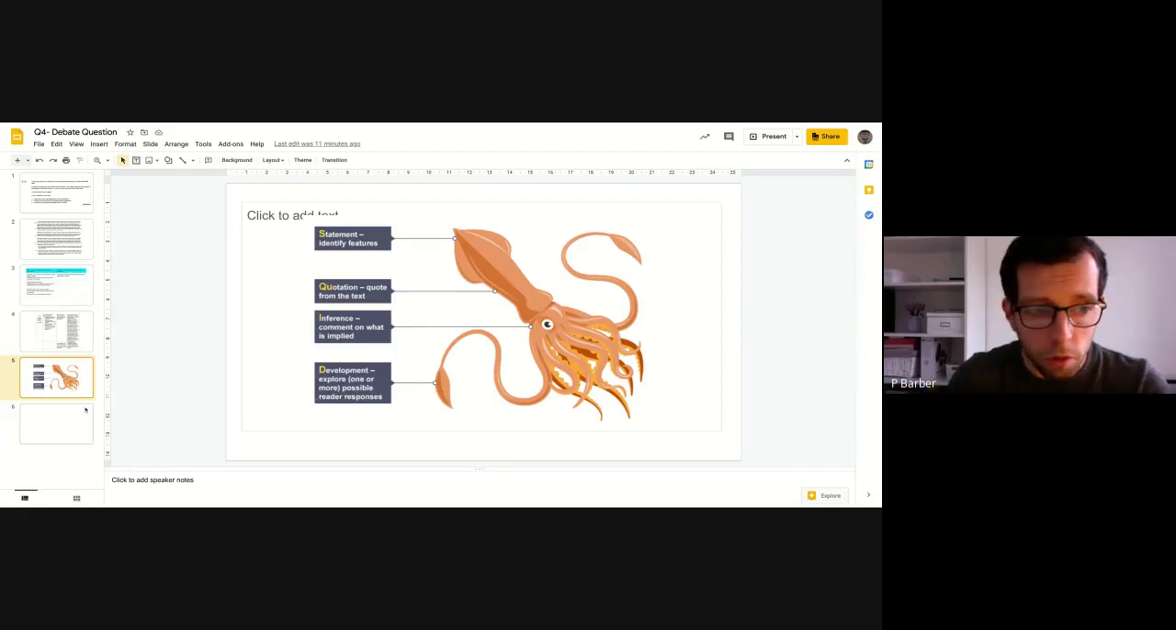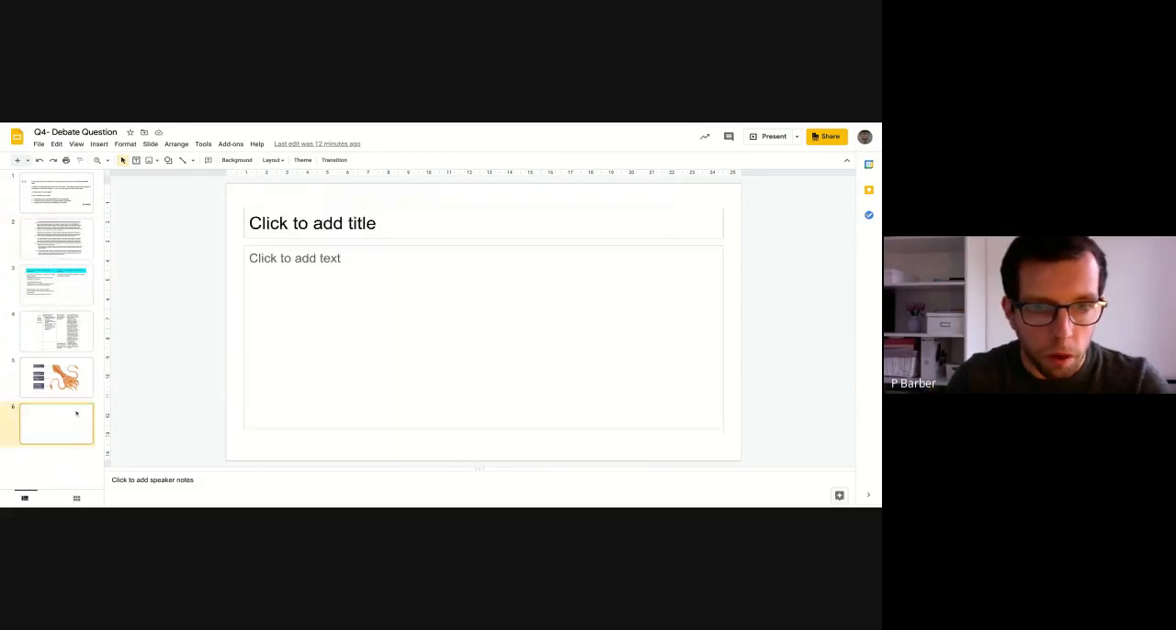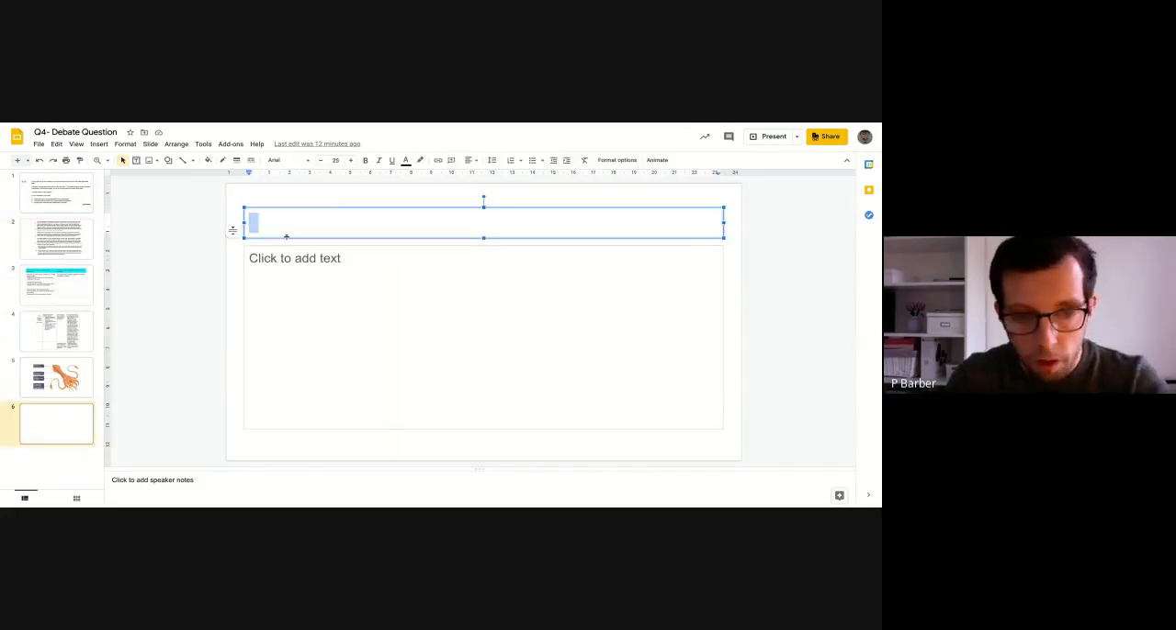Okay, so we're going to do a PEED or a squid paragraph together, looking at the idea of the old man and using the evidence that I've gathered here, which is shouted up to the driver, cursing him in a high petulant voice, wrapped his blanket around his knees and muttered into his beard.